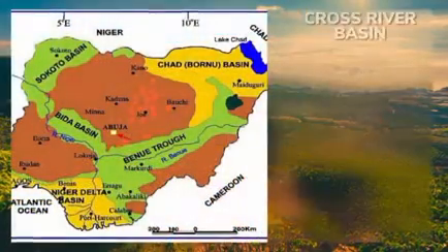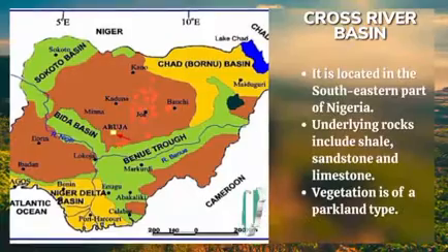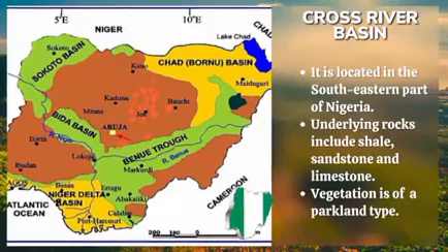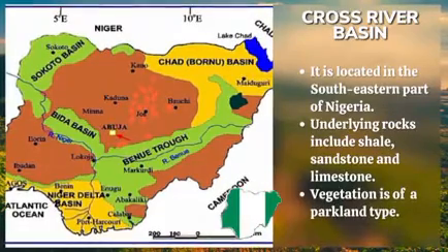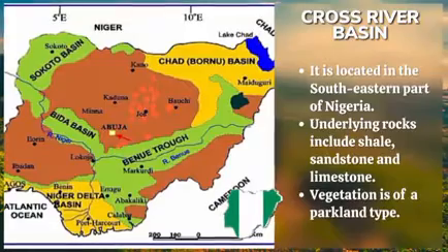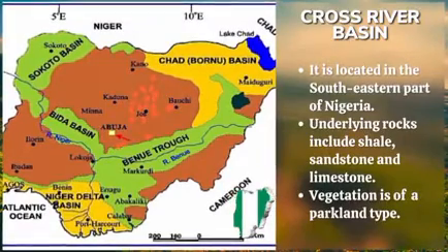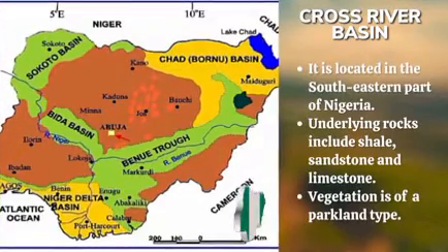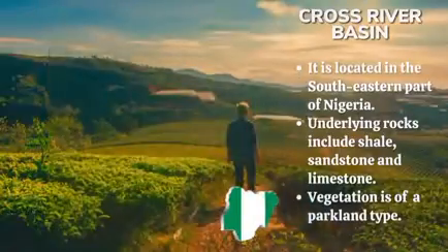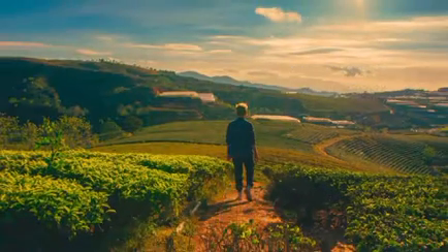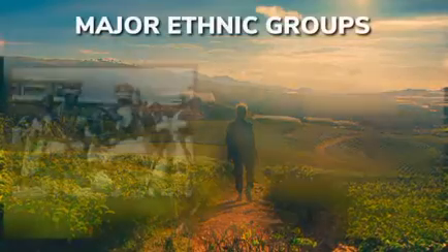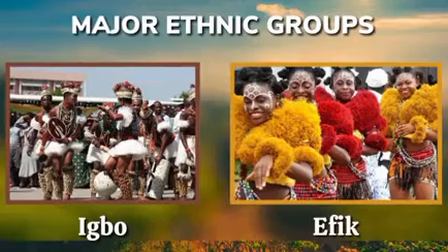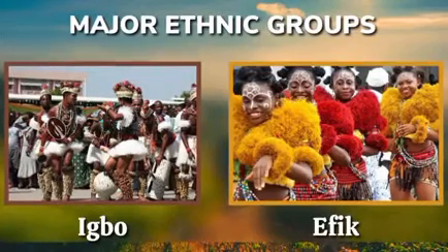And onto the next, we move to the Cross River Basin. It is located in the southeastern part of Nigeria. Rocks that can be found here are of sedimentary basement, which include shales, sandstone, limestone. This place is a tributary drain. The vegetation that can be found here is of the parkland type, and it can also be called the subtropical grassland and scattered trees. The major ethnic group that can be found here, to the north and western part, we can find the Igbo, and to the south and eastern part, we can find the Efik.